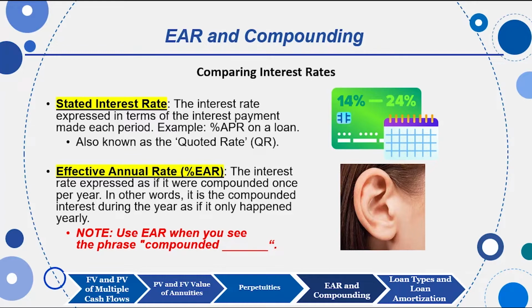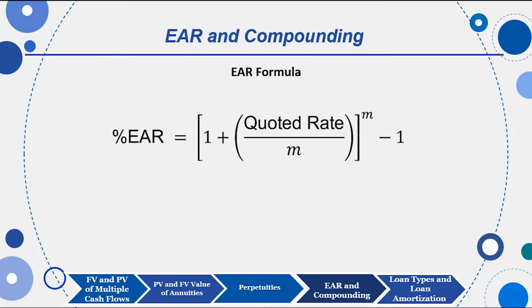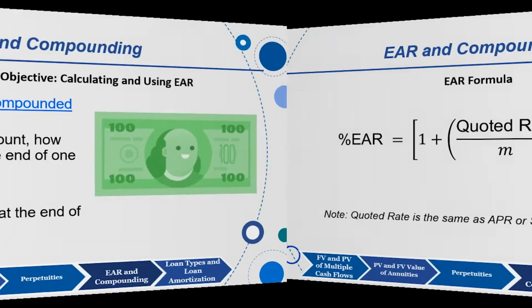So you're going to use the EAR whenever you see the words in a problem or on the back of your credit card statement, compounded blank, compounded daily, compounded monthly. If compounded annually, M is equal to 1, you don't need to do anything. But compounded quarterly, compounded monthly, you must calculate the EAR to see really what you're paying. So the formula is the EAR is equal to 1 plus whatever that quoted rate is, or the APR, over M, being the number of compounding periods, all of that to the Mth power minus 1, and pay close attention to your PEMDAS.